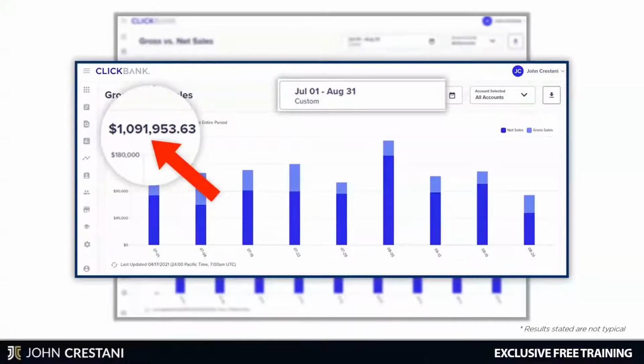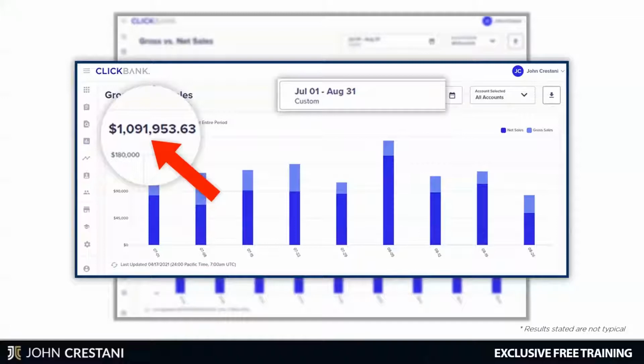Just take a look at my results here. $1.1 million in 2 months. How awesome is that? And listen, my goal here is not to say that you can come right out of the gate and get these same results, because that's unrealistic. Let's aim for you to just get 1% of these results to start, right? Let's say you just get 1% of the results I'm getting.